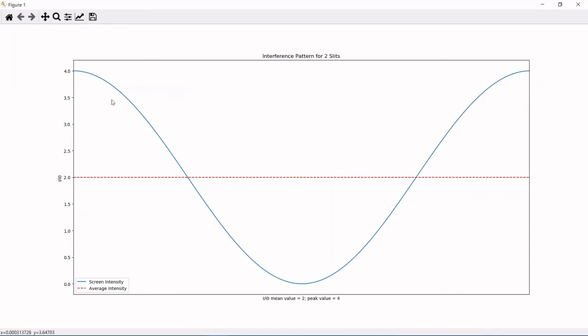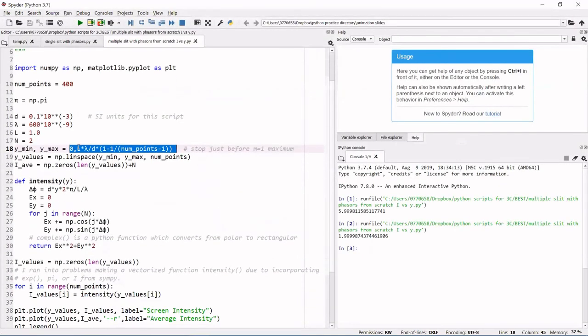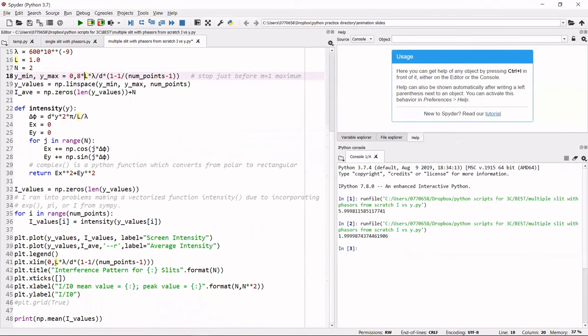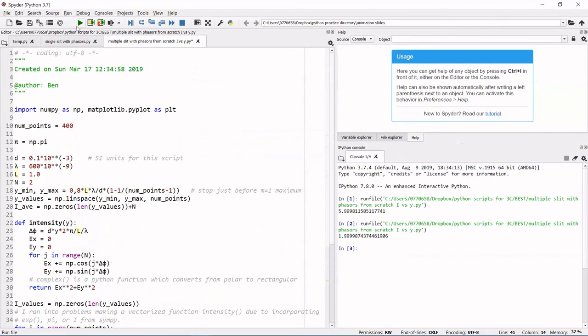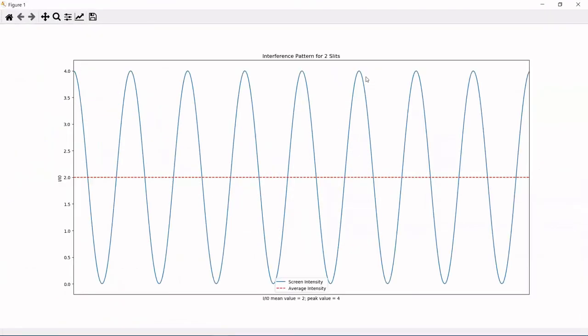Now, it's a little difficult to see that cosine squared behavior. So let's go back and change the range to, how about instead of just one fringe to fringe distance, let's go with 8 of those. So I'll multiply by 8 here. And then down here for the plot range, I have to change that as well. And we'll hit run and see what the plot looks like now. It sure looks like a cosine squared function.